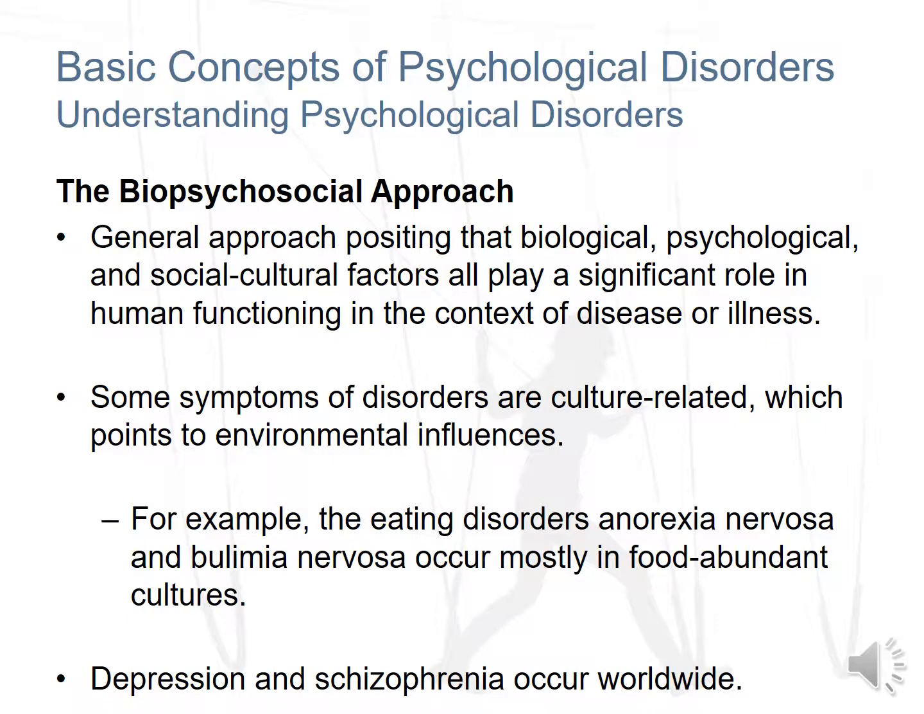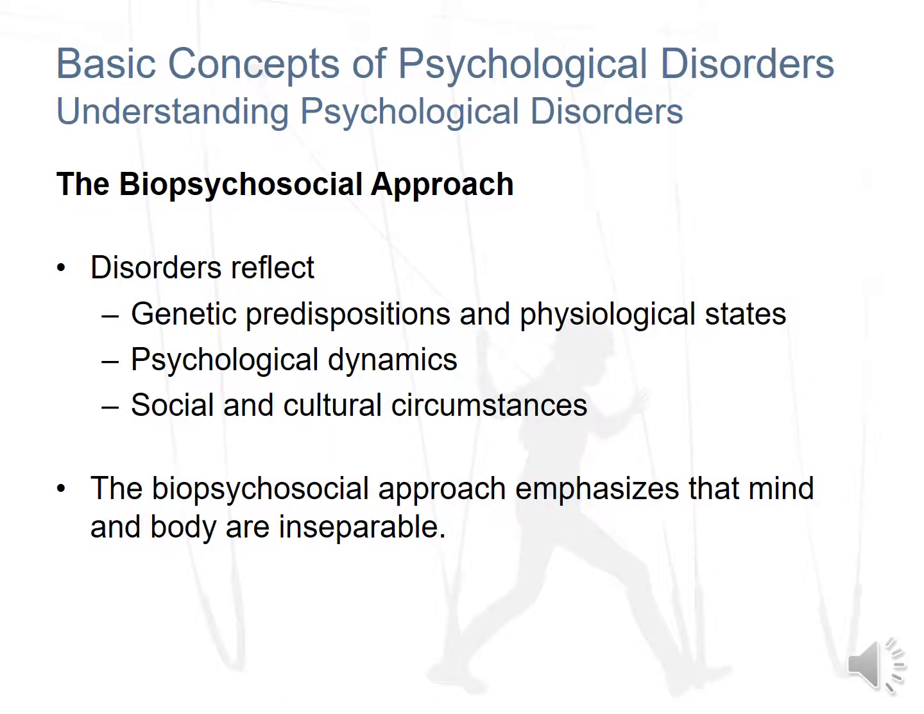In contrast, the biopsychosocial approach looks at things from a more holistic perspective. It's a general approach positing that biological, psychological, and social-cultural factors all play a significant role in human functioning in the context of disease or illness. Some symptoms of disorders are culture-related, which points to environmental influences. For example, the eating disorders anorexia nervosa and bulimia nervosa occur mostly in food-abundant cultures. Depression and schizophrenia, however, occur worldwide.